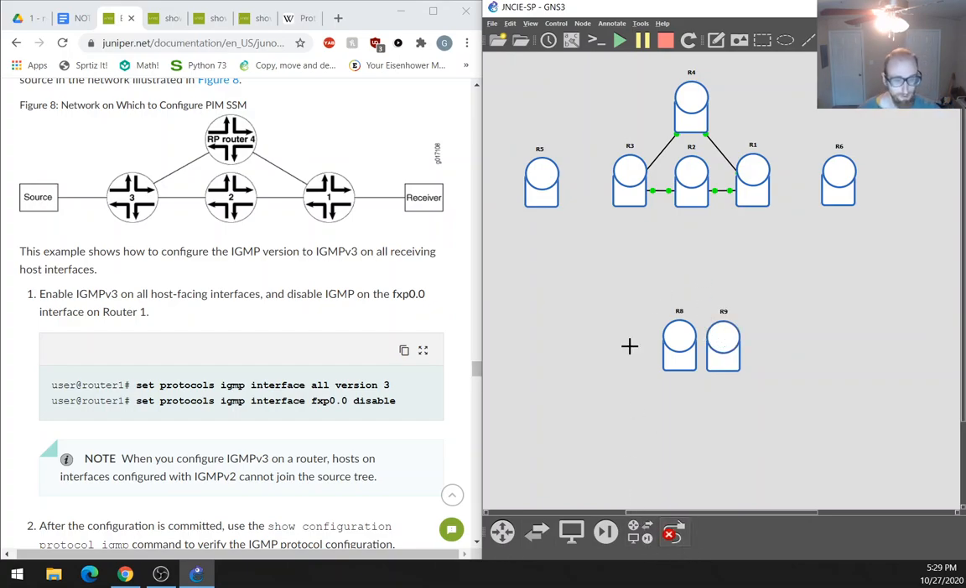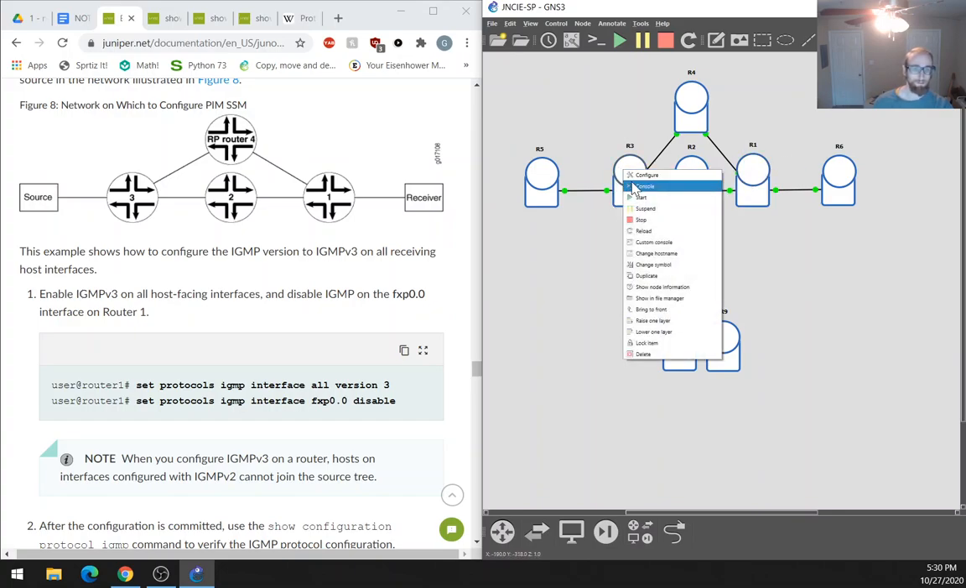Okay, so let's wire those up. We'll wire it G9 to 9, just so it's clear that it's an endpoint and not a part of the actual network. Okay, so on all host-facing interfaces, disable IGMP on the core and enable IGMP3. As far as I know, that's just going to be these two interfaces on R1 and R3.